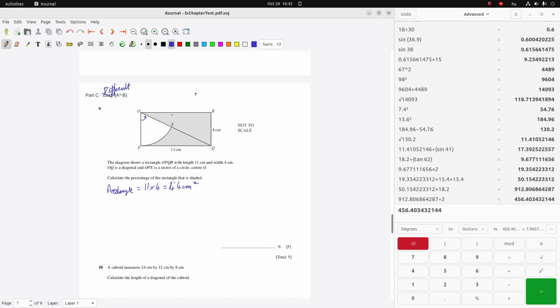So the area of the sector is equal to theta divided by 360 multiplied by pi r squared, and in this case r is equal to 4. Theta divided by 360 multiplied by pi 4 squared, right? However, we don't know this theta, but can we calculate it? Yes, because this is a triangle. It's a right angle triangle, and we're going to use SOHCAHTOA to calculate theta. So let's do it again.